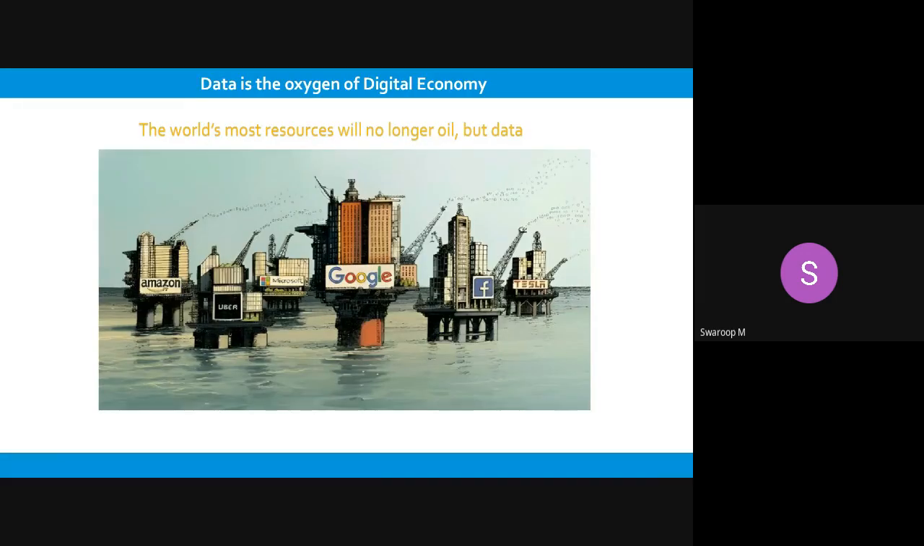So we know there are a lot of energy resources on Earth that we can consume or place for multiple purposes, to sustain our survival and also for our utilities, right? So we consume multiple energy resources. Here this picture shows that data is the oxygen of the digital economy. Because here we have to understand one point.